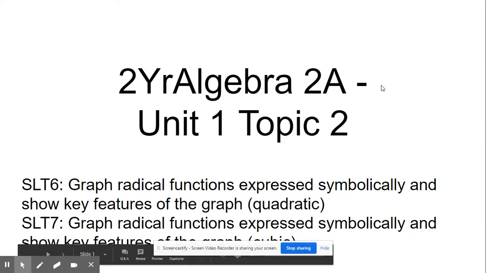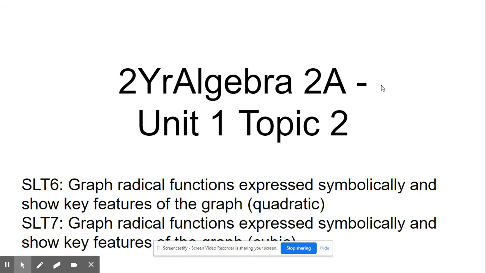Hi everyone. In week 4 of 2-year Algebra 2A, we begin Unit 1, Topic 2. We will look at SLT 6, graphing radical functions expressed symbolically and show key features of the graph involving quadratics, and SLT 7, which does the same thing as SLT 6 except looks at cubic functions.